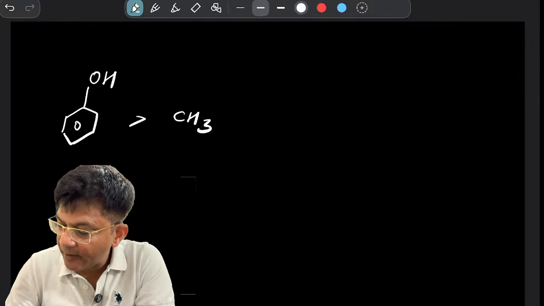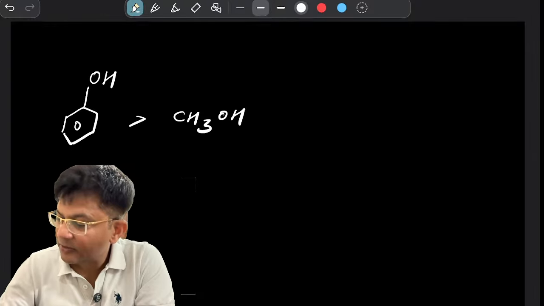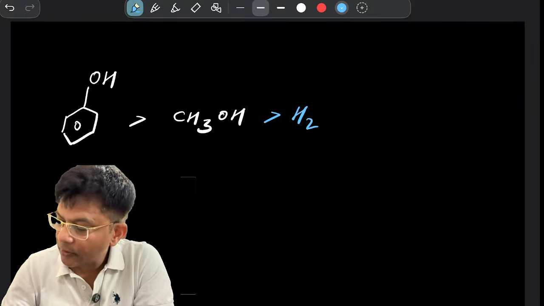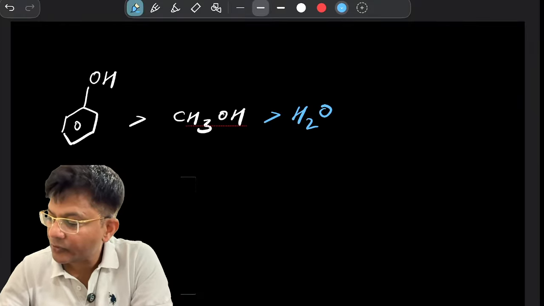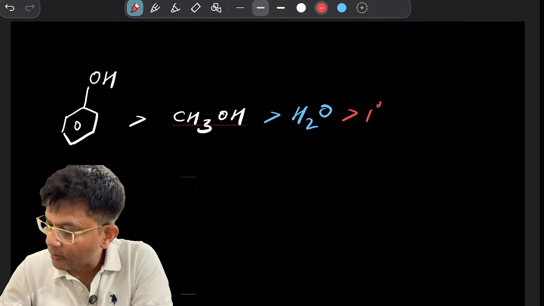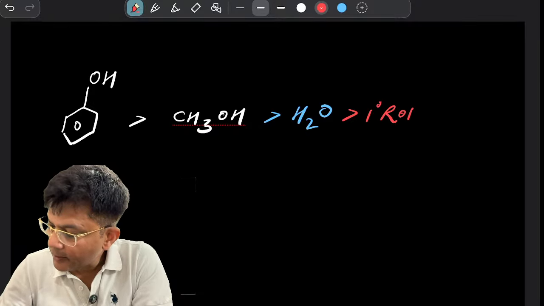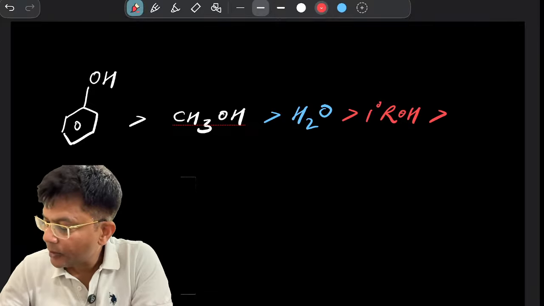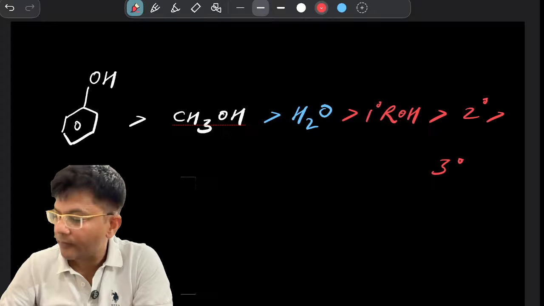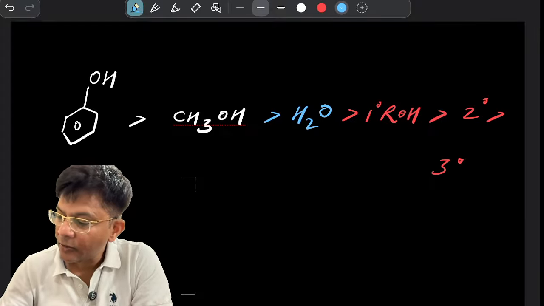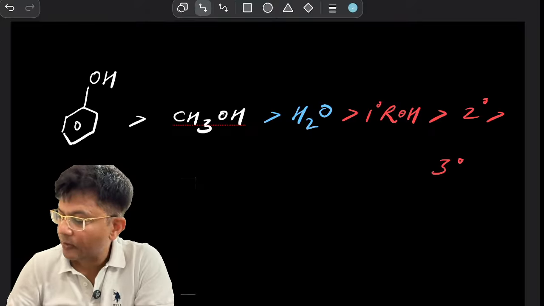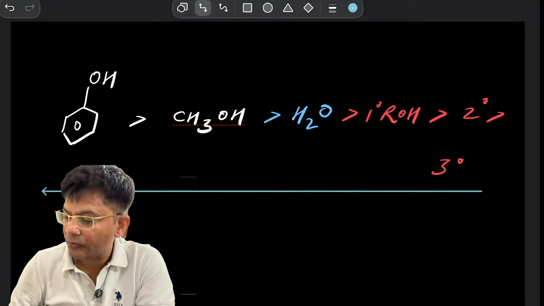Both of them are more acidic than water, and then it comes primary alcohol, that is 1 degree alcohol, then 2 degree, then 3 degree. So this is the flow chart, you can keep it in your brain for best marks, my dear students. I hope this point is very much clear.